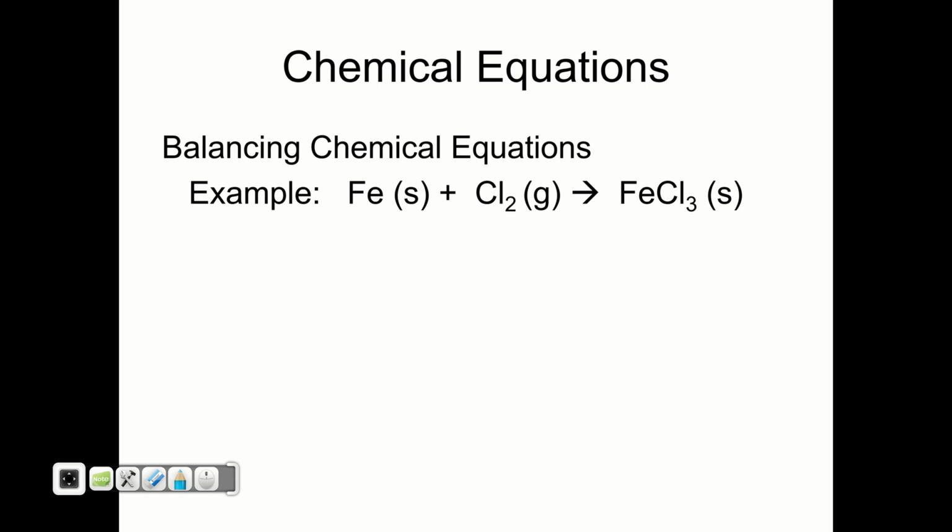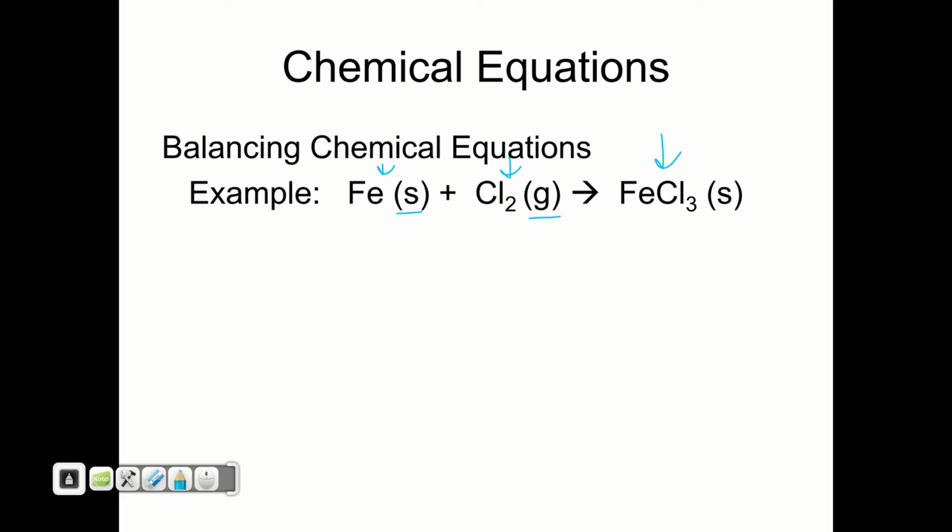So here we go. We have a chemical equation. The easiest way to learn, just like chemical formulas, is just doing one. So I have a chemical equation here. You can see I have iron, which is in a solid state. I have chlorine, which is in a gaseous state. And then I have iron 3 chloride, which is in a solid state. So solid iron is going to react with gaseous chlorine to form solid iron 3 chloride.